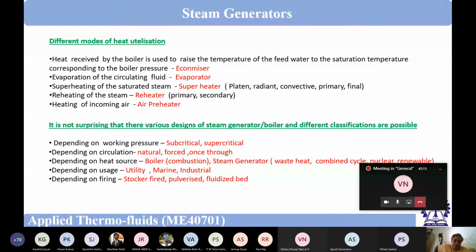And depending on firing, stoker fired means you have got big chunks of coal, or pulverized where coal is just like dust, it has been crushed, and with air we are injecting it inside the boiler. We will try to see this because most of our utility power plants are pulverized fuel fired. And then there could be fluidized bed boilers and other types of boiler. I have shown some different kinds of classification of boiler. Okay.